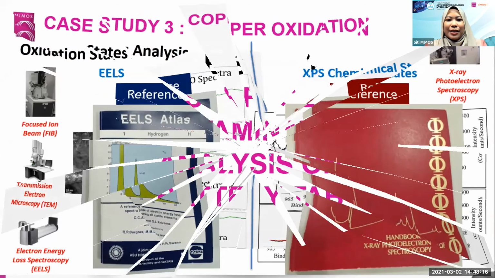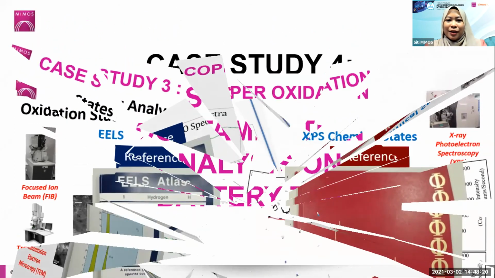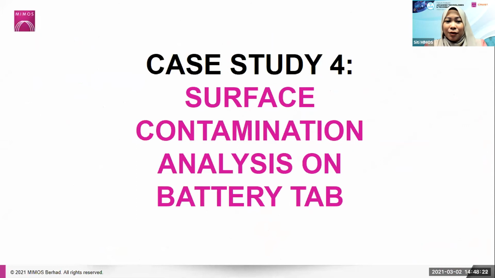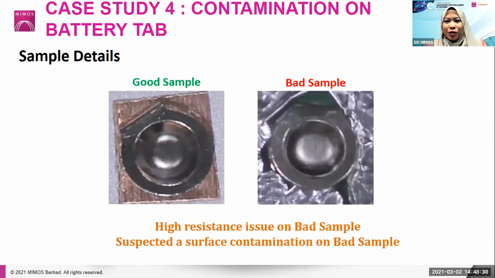That's the end of case study 3. And now let's move on to case study 4, which is surface contamination analysis on the battery tab. So here are the images of the battery tab. We have a good and bad sample here, and it was reported that the bad sample has a high resistance issue.